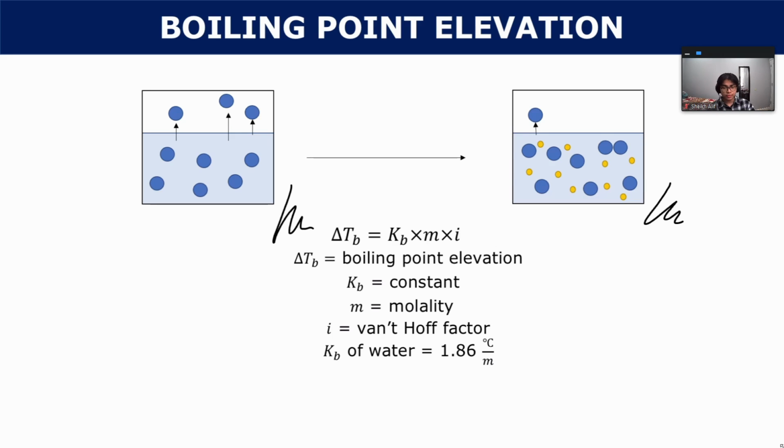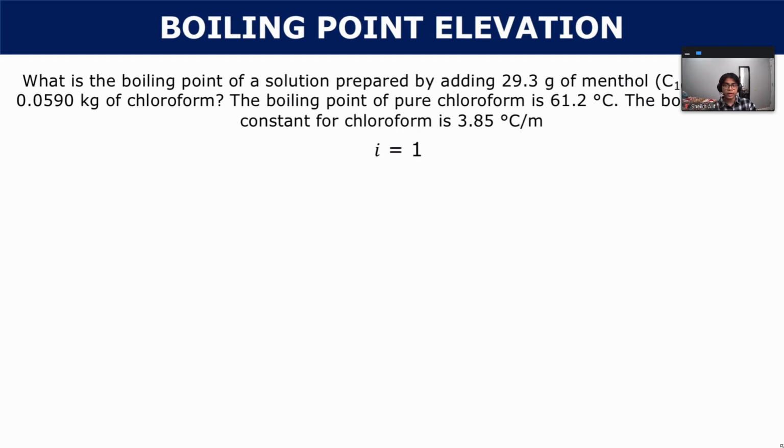Similar to freezing point depression, we have a formula that describes this, where change in TB equals KB, which is the constant for the solvent, times molality times the Van't Hoff factor. Fundamentally, it's extremely similar to the equation that we saw before. And similarly, let's do a practice problem to try this out.